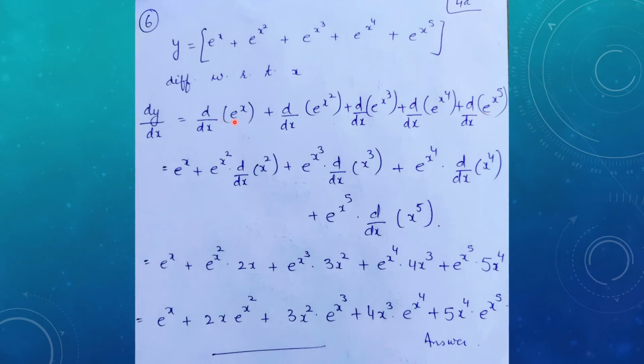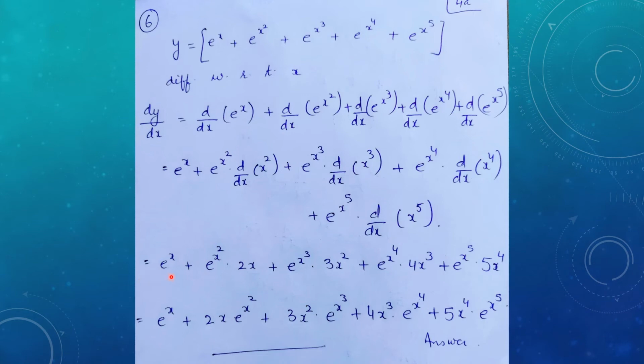So what is the derivative of e power x? Answer is e power x as it is. So answer comes out here, e power x. Now d by dx e power x square will be written as e power x square as it is, multiplied by the derivative of x square, which is the power of e. Right? Similarly, you will get e power x cube multiplied by the derivative of x cube plus e power x power 4 multiplied by the derivative of x power 4 plus e power x power 5 multiplied by the derivative of x power 5.